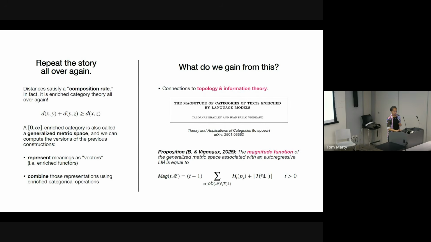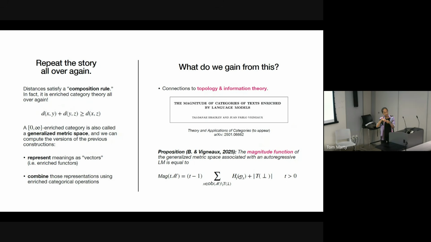So you can see in this formula for magnitude, you have a sum of H sub t of p of x. These are Tsallis entropies. So if x is a prompt, I get a probability distribution over the token set. I can take the Tsallis entropy of that distribution. I add them all up, I scale by some factor, and then here's another number. Let me not worry about this.